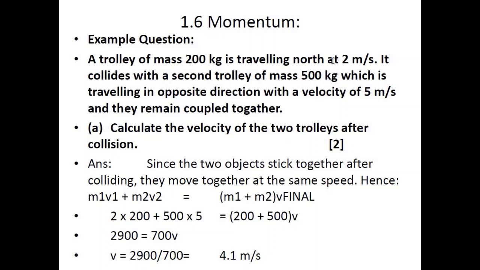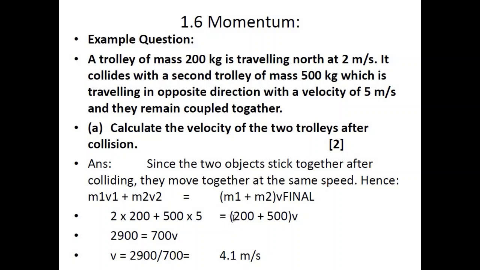Over here we have a case of inelastic collision. Calculate the velocity of the two trolleys after collision. Since the two objects stick together, they move together at the same speed. Hence m1 v1 plus m2 v2 equals mass of trolley 1 plus mass of trolley 2 times final velocity. Before, one trolley was traveling at 2 meters per second and its mass was 200, plus one trolley had a mass of 500 and it was traveling at a speed of 5 meters per second. Both of these quantities together would give us the momentum before the collision.